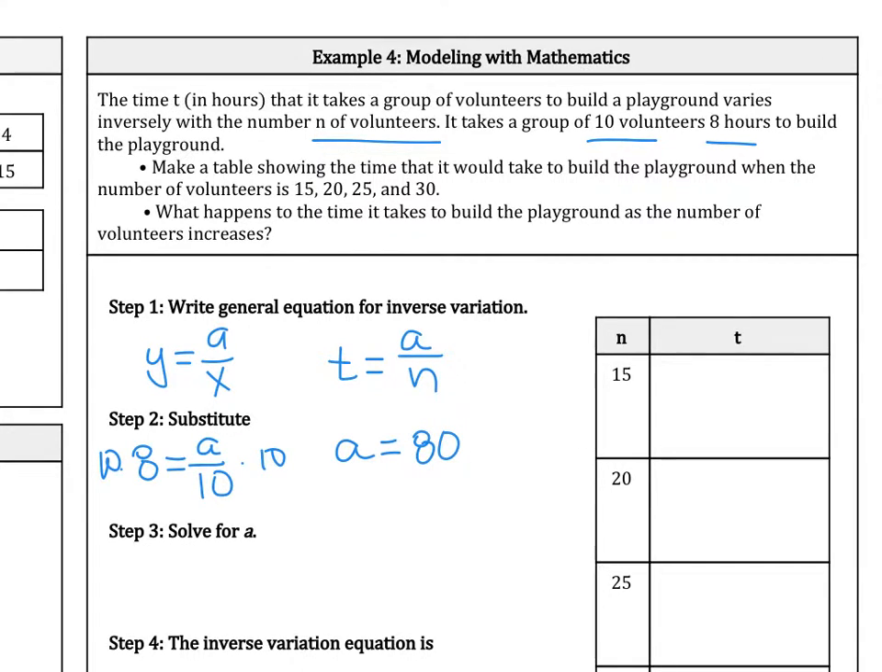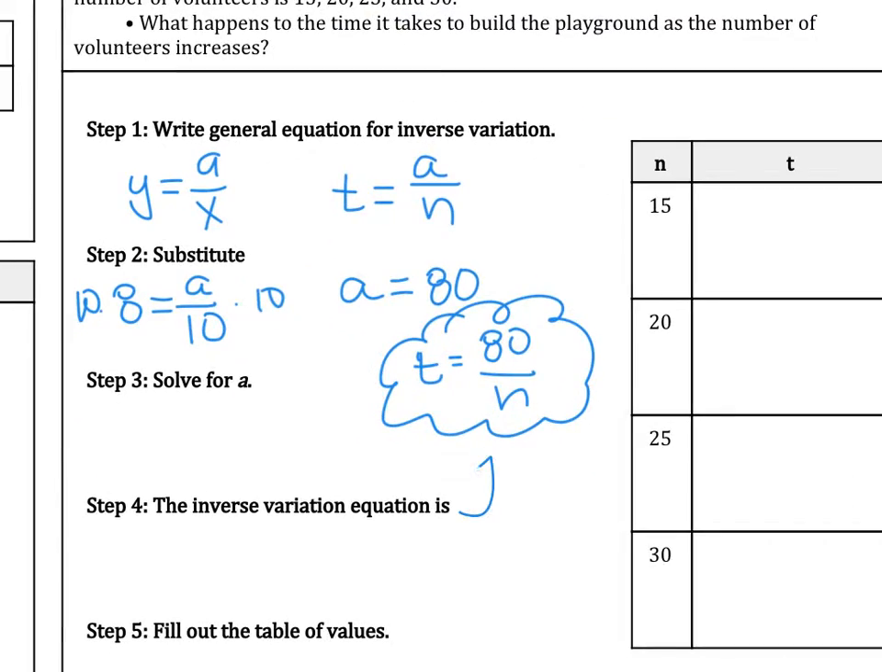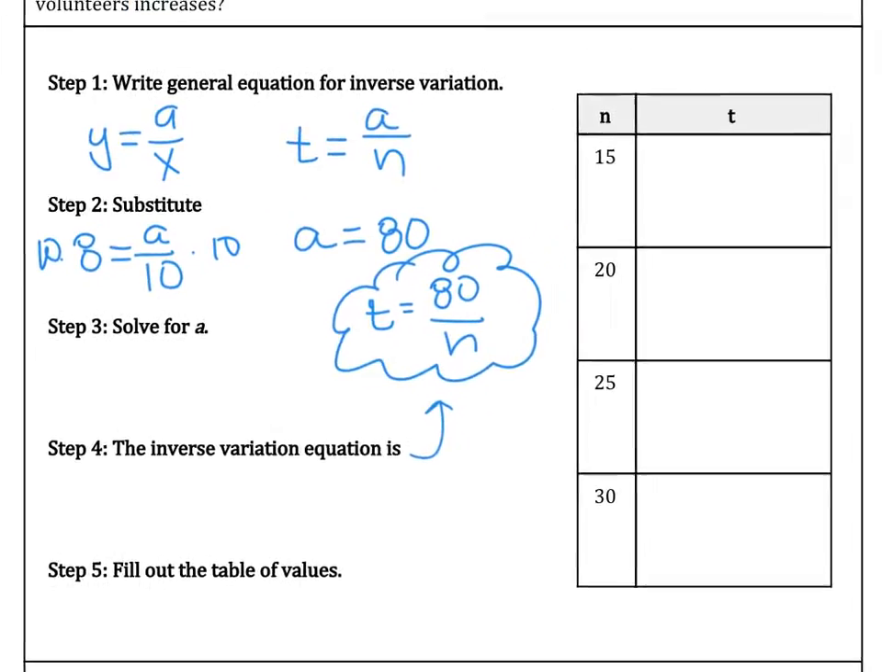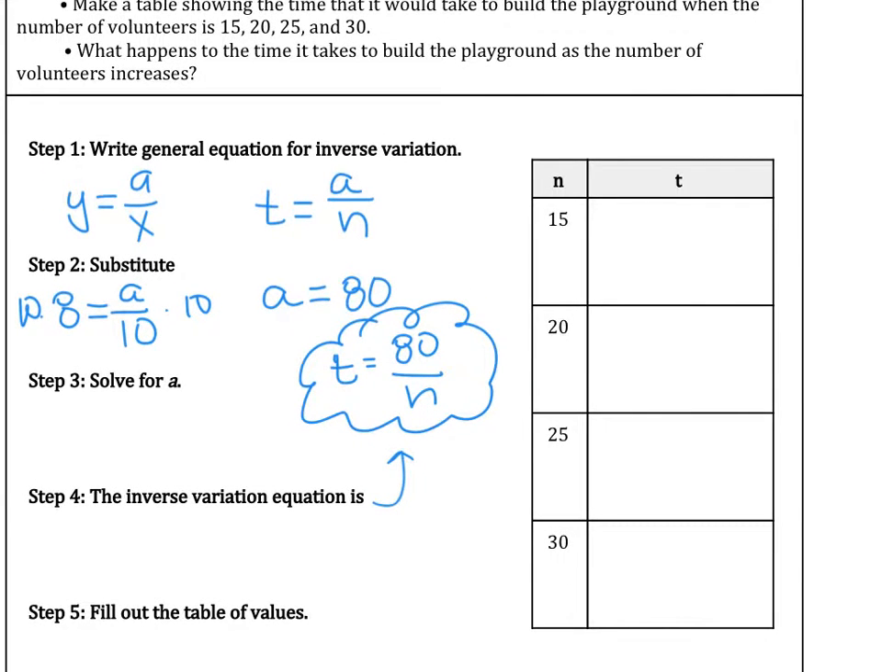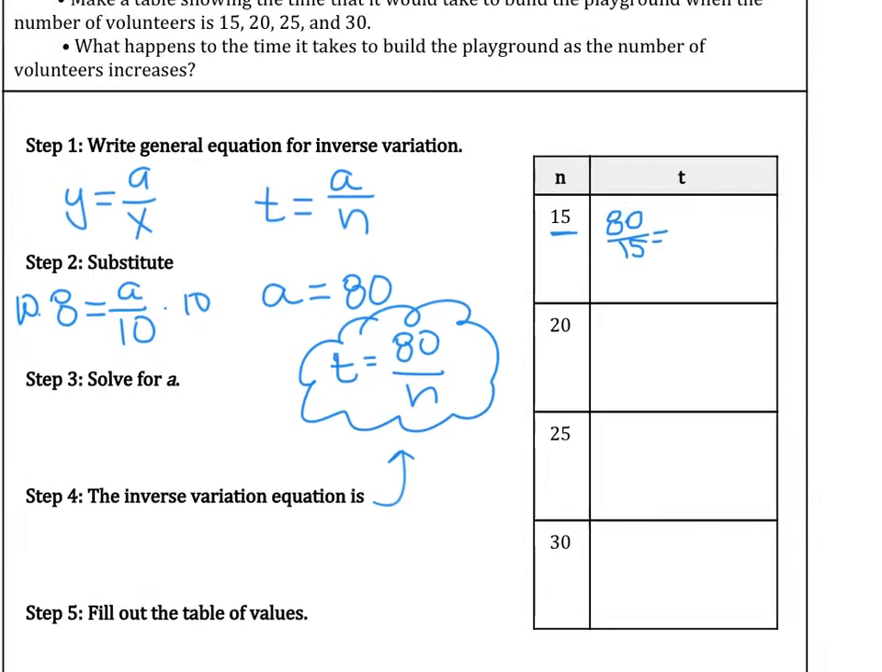So then our general equation, therefore, is t equals 80 over n. Okay, so that's the general equation we are using. So that's the inverse variation equation that we were asked to find right here. So now we're going to fill out the table of values using the numbers in here. So n is 15, so we're going to just plug it in. So 80 over 15. And then you need to make sure and convert it into hours and minutes.